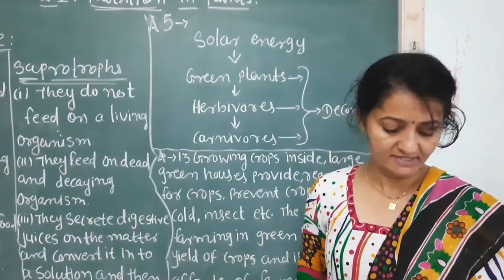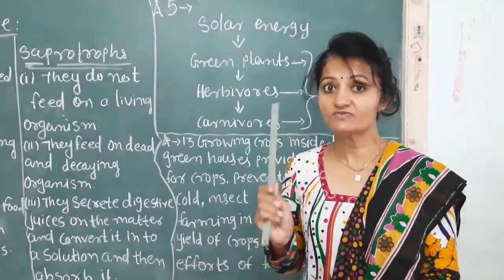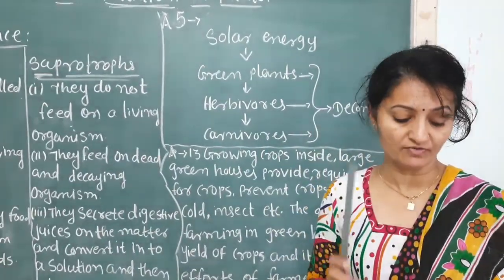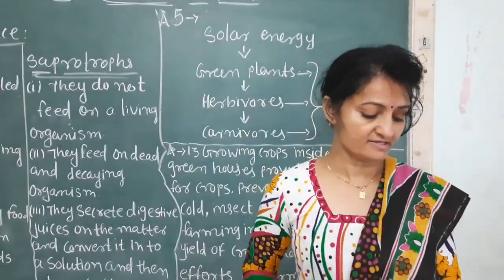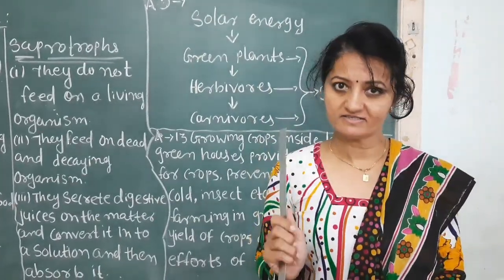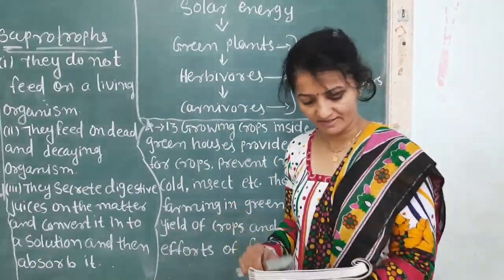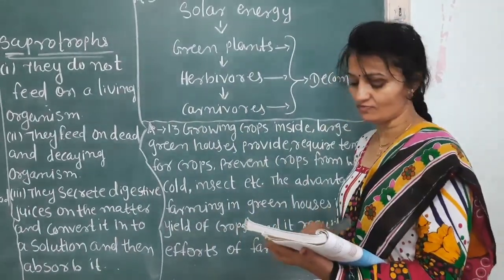How would you test the presence of starch in leaves? Students, we have done activity 1.1, you know that. So there is the answer. What is the answer? By iodine test. So you write this answer: by the iodine test. Clear? Okay, now question number 4.